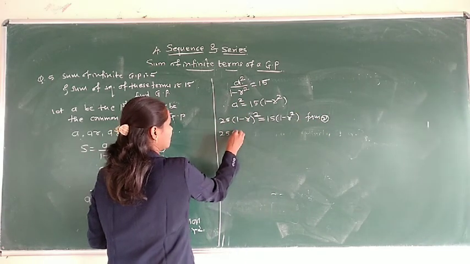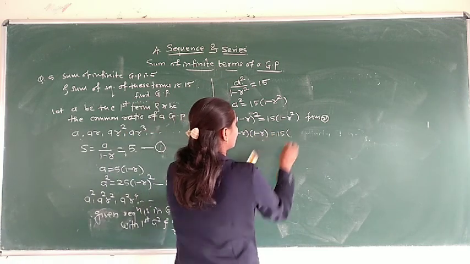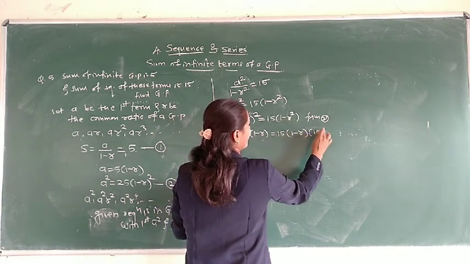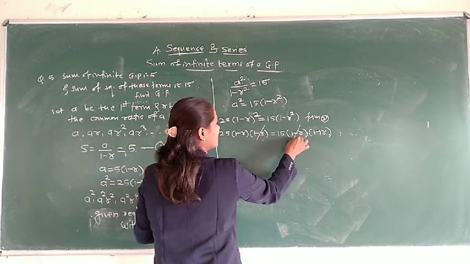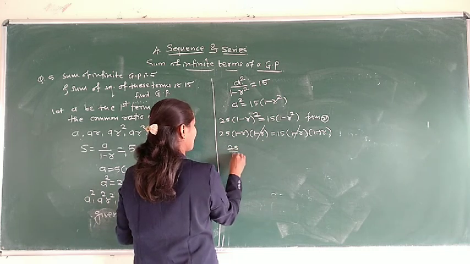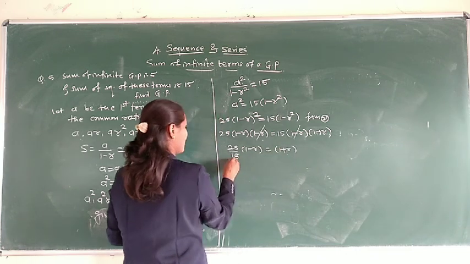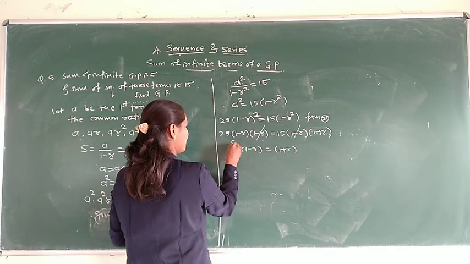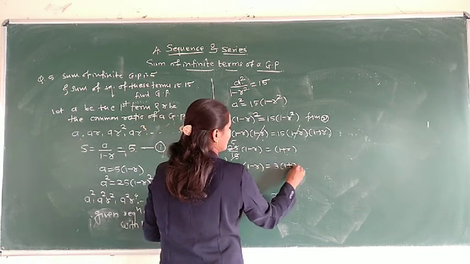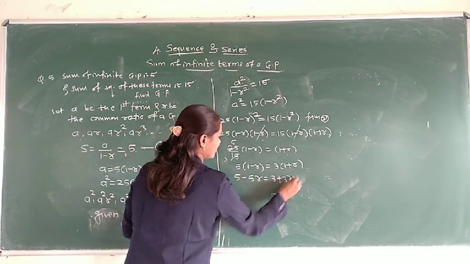Now, 1 minus R square can be written as 1 minus R, 1 plus R, that is A square minus B square equals A plus B, A minus B. 1 minus R on both sides will be cancelled. 25 divided by 15 equals 1 plus R upon 1 minus R. Here 5 3s are 15, 5 5s are 25. Therefore, 5 into 1 minus R is equal to 3 into 1 plus R. Therefore, 5 minus 5R is equal to 3 plus 3R.